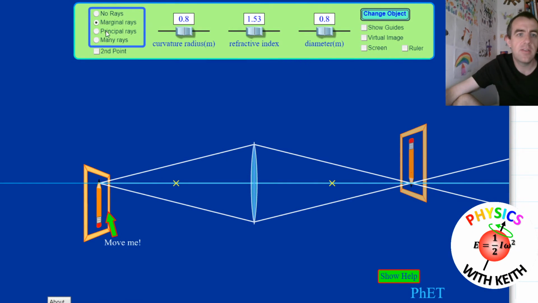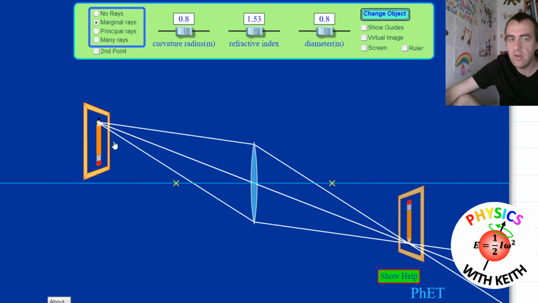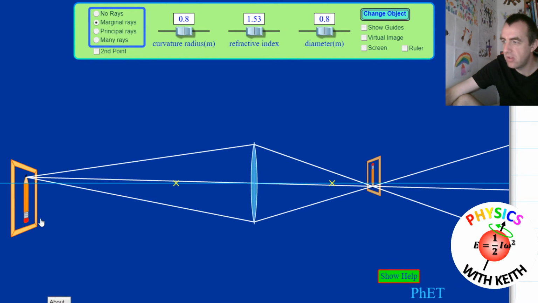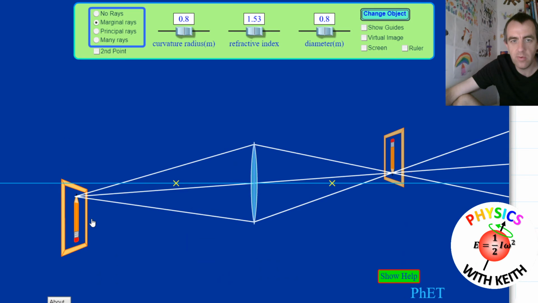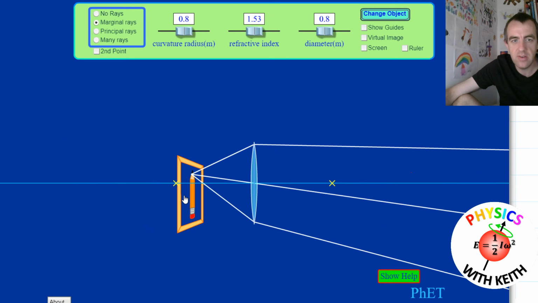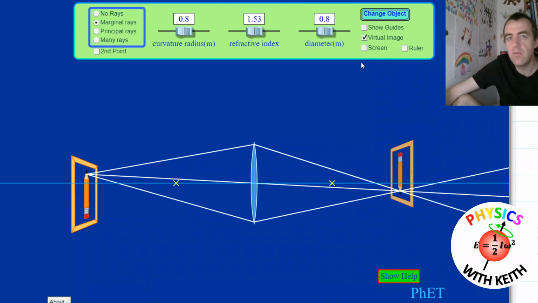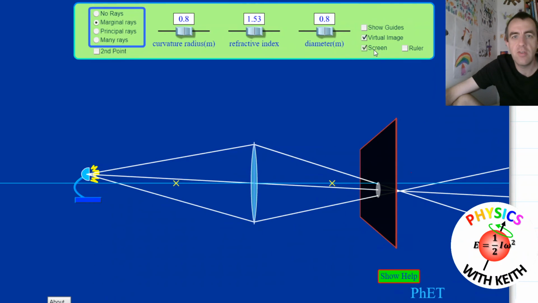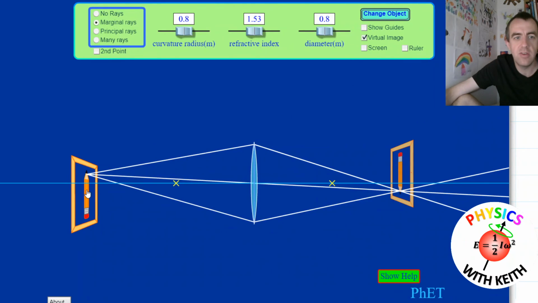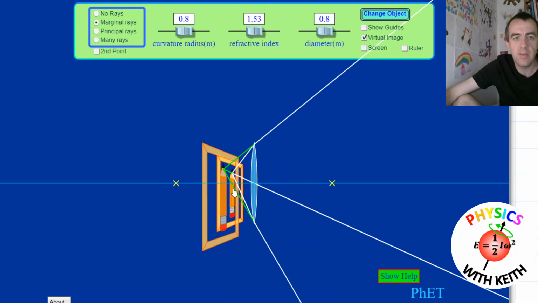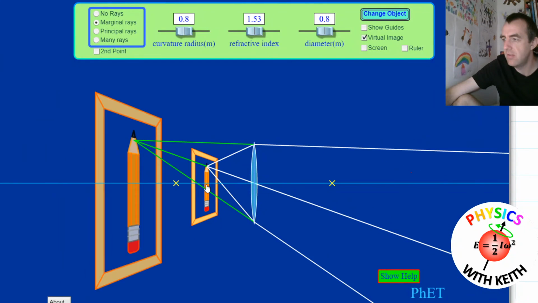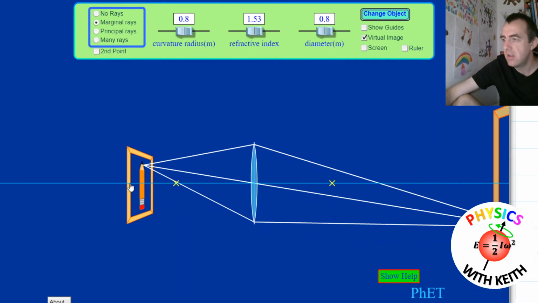But this is a lovely little simulation where you can move an object around and see what the effect is on the image. The image is on the right, the object is on the left, and you can see what happens. And you can choose to view virtual images. You can have a screen instead, but you can choose virtual images and see what happens when the object comes even closer to the lens like this. That's a virtual image. That's a real image.